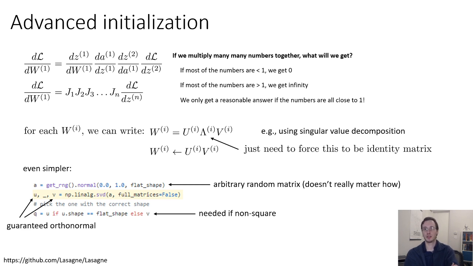Now, this is a little bit more complex. It also doesn't account for all this stuff with ReLU, so if you want to account for that, you have to correct for that somehow as well. But this is in some ways a more principled choice for keeping your Jacobians well behaved.